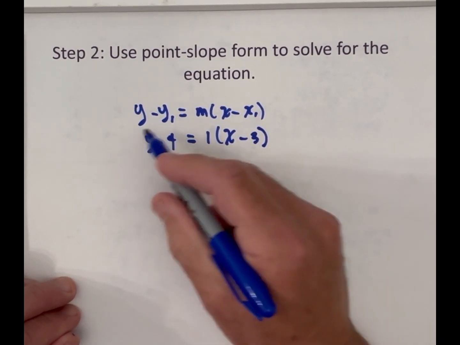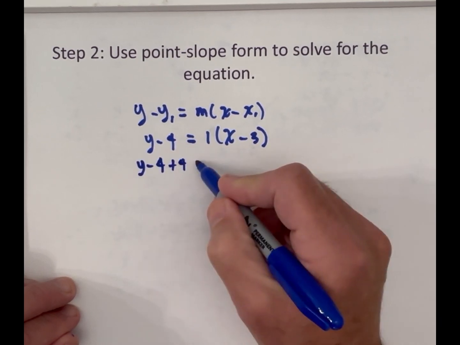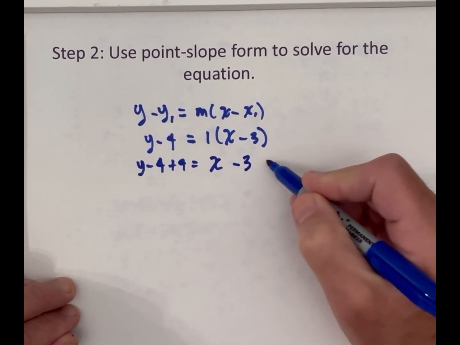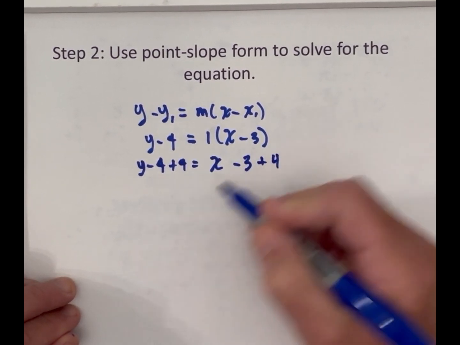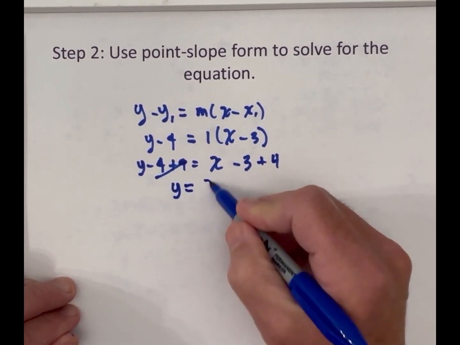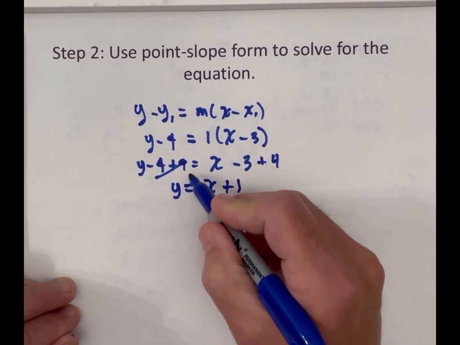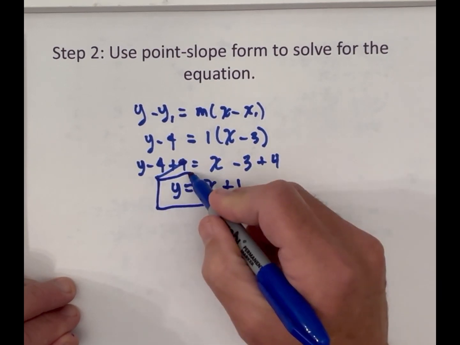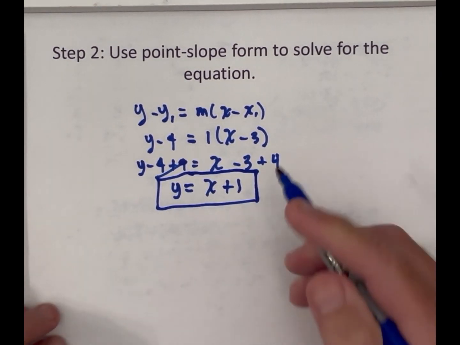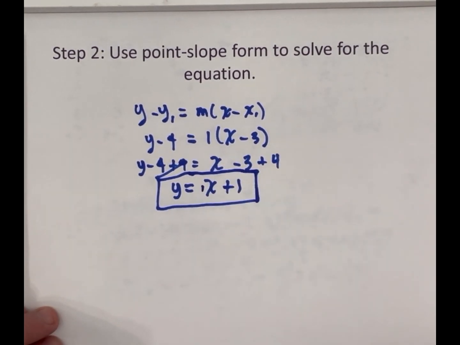So now let's just put it in the proper form. To solve, put the y's on one side, so we're going to have y minus 4 plus 4. We're adding 4 to both sides, so that carries through: x minus 3 plus 4. So now those cancel out. y is equal to x, and 4 minus 3 is plus 1. So that's going to be our equation of the line, where the y-intercept is 1 and the slope is 1.